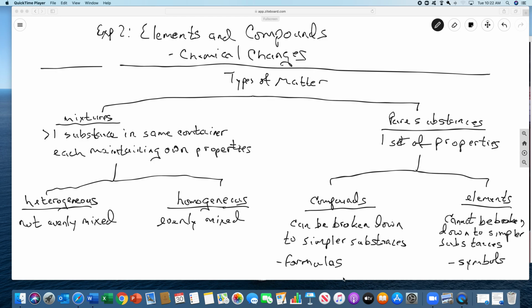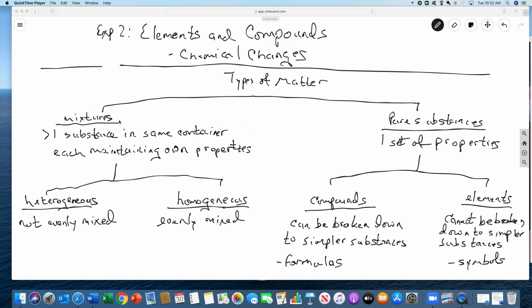After I go through the background, I'm going to go through each activity and what it is I want you to do. So there's a table in the background that talks about what elements and compounds are, or matter in general. So matter is traditionally broken up into two subclasses. There are mixtures and pure substances. And by the way, the lecture covers this as well.